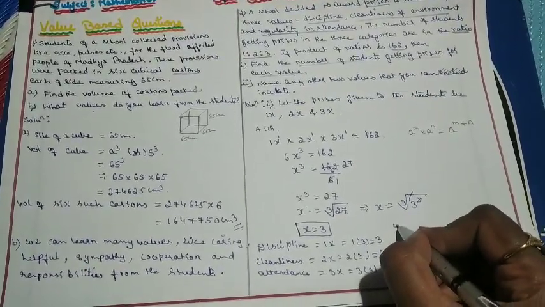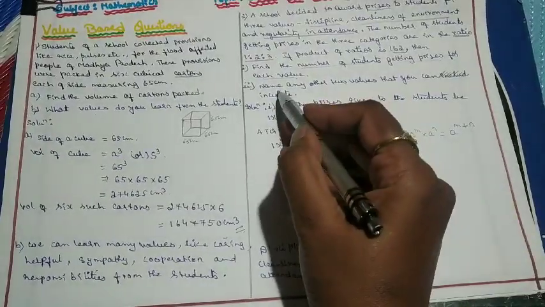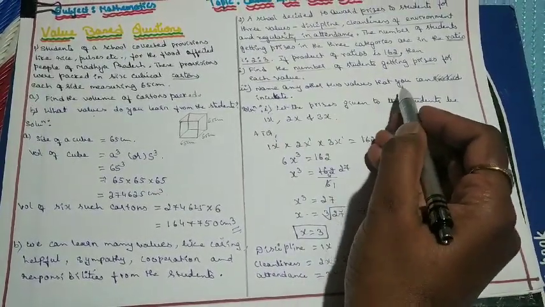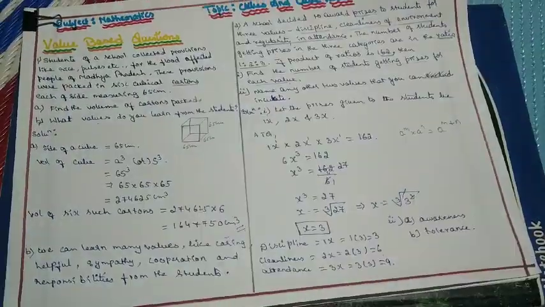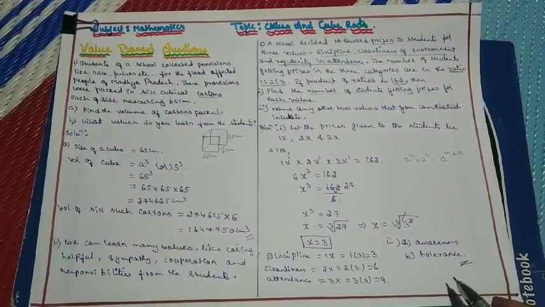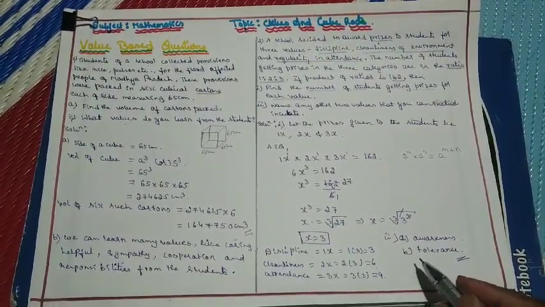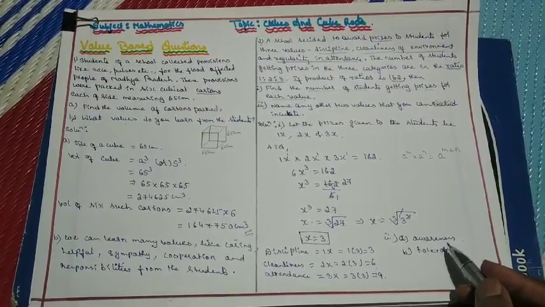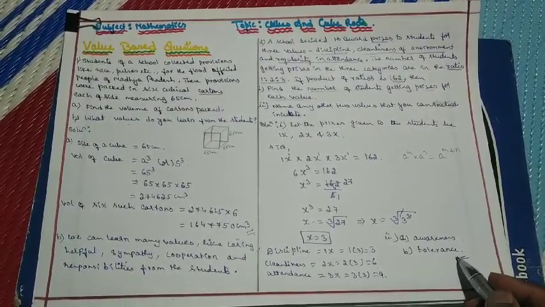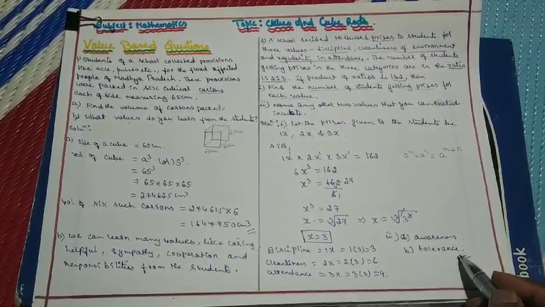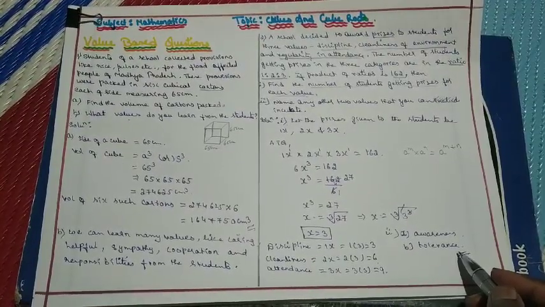What is the second question? The question asked is, name any other two values that you can inculcate. So here the other two values that can be inculcated are awareness and tolerance. Hope this is clear, children. Now let me move to Brainteasers.